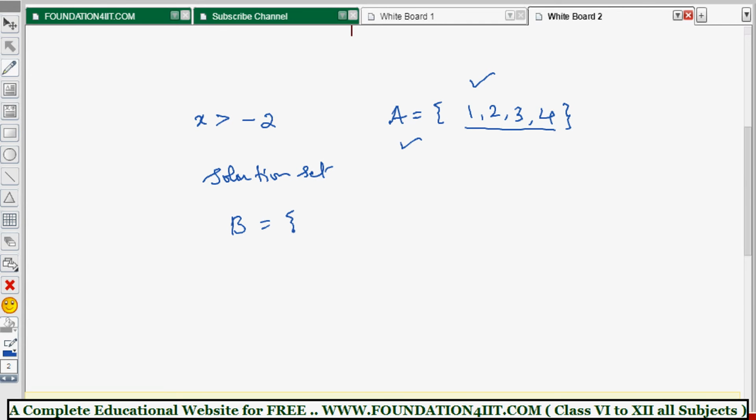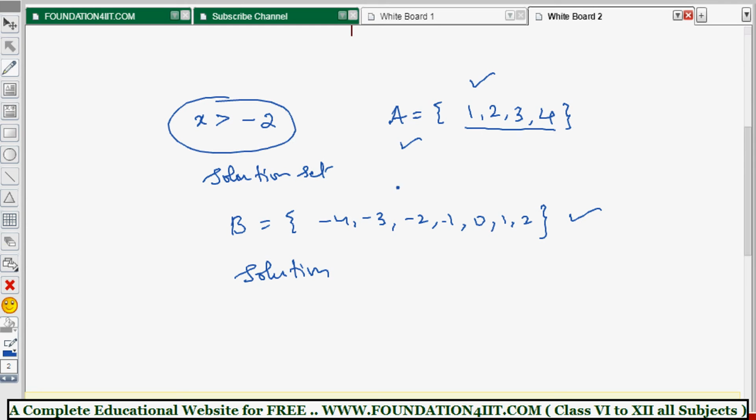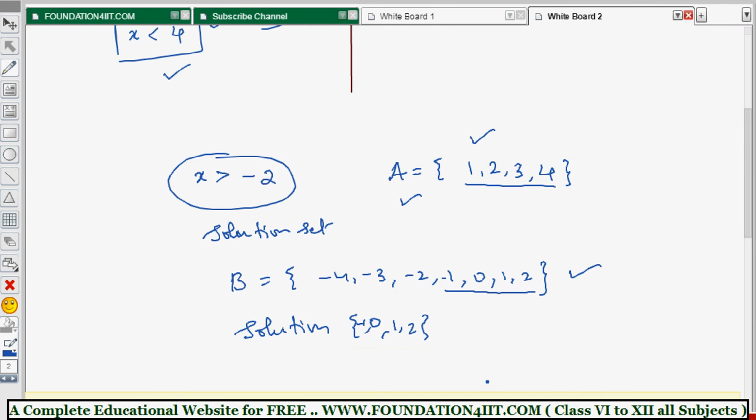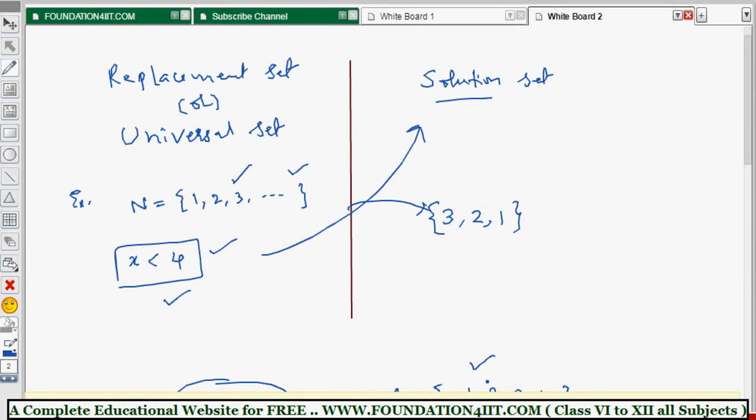For example, set B is given: minus 4, minus 3, minus 2, minus 1, 0, 1, comma 2. Now if this is the universal set, in this set the solution set is what satisfies the given inequation, x is greater than minus 2. X is greater than minus 2 means the x value should be more than minus 2, that is minus 1, 0, 1, 2. So this is the only solution set: minus 1, 0, 1, comma 2. So that is the difference between the replacement set and the solution set.